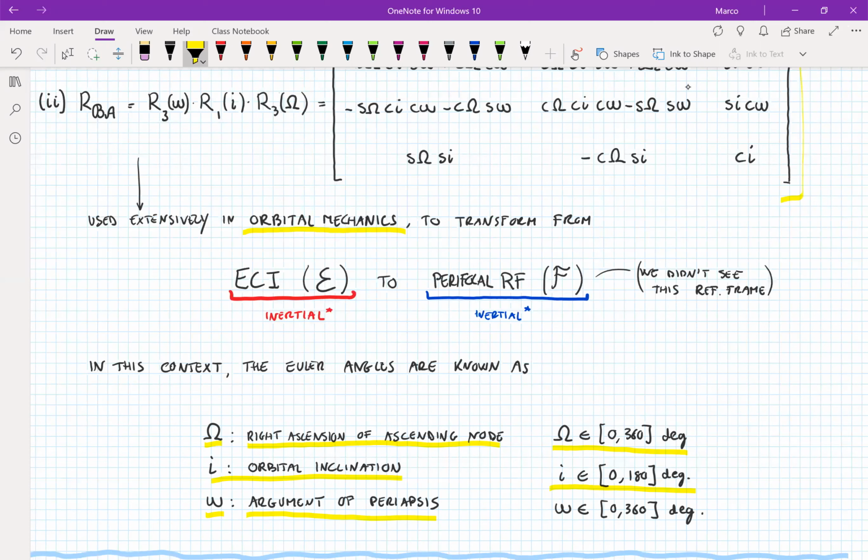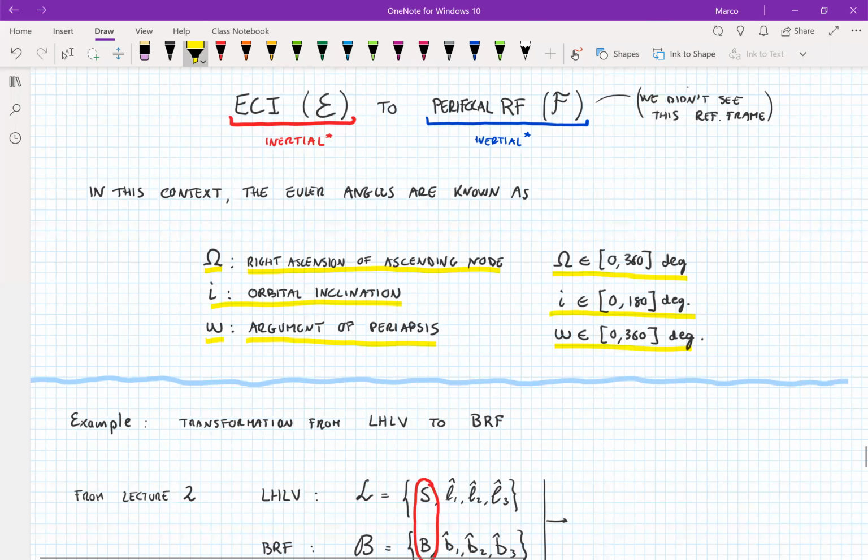But again, now I want you to understand the concept of rotation from one reference frame to another. So don't worry about the physical meaning of these Euler angles. You're always welcome to go and do research on your own, but for now, just let's try to follow me on this. Okay, so the value of the argument of periapsis is still from 0 to 360.